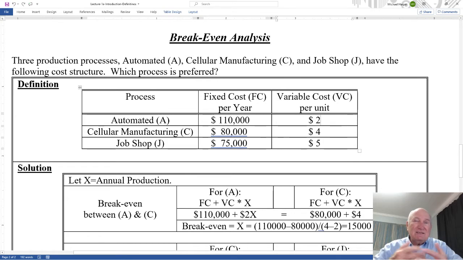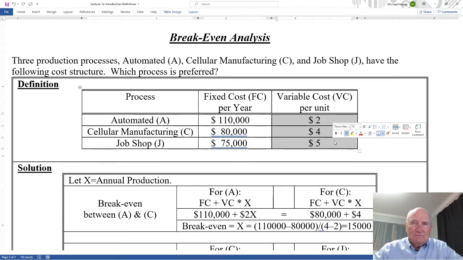And we'll be using this in some of the problems. The structure: when the fixed cost decreases, 110, 80, 75, at the same time the variable cost increases, 2, 4, 5. When one goes down while the other goes up, that right there illustrates that there's got to be a break even in there somewhere.